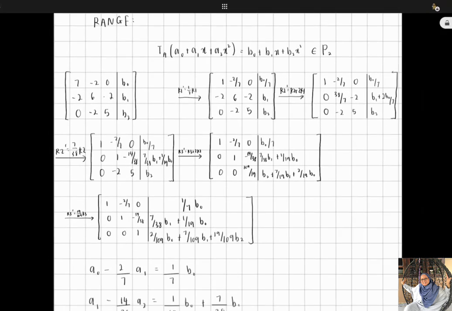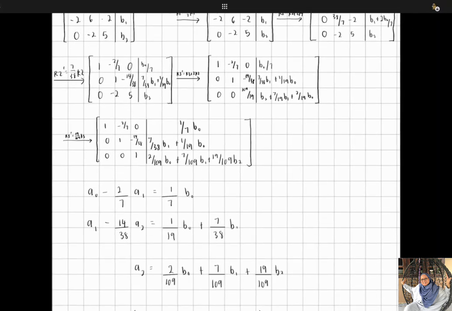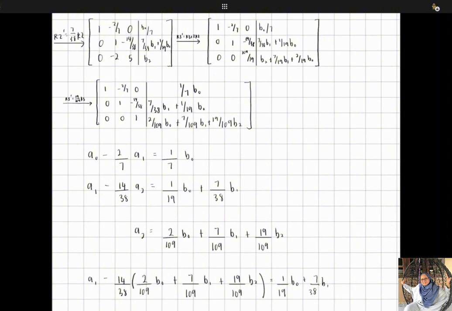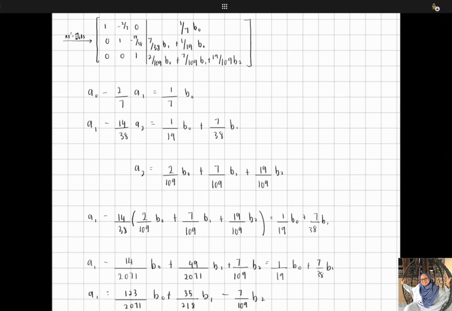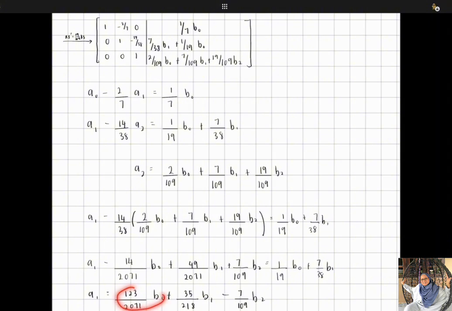So next, we do the ERO, and from the ERO, we will get the value of A0, A1, and A2 in terms of B. So we get 2 over 109 B0 plus 7 over 109 B1 plus 19 over 109 B2 for A2, and 123 over 2071 B0 plus 35 over 218 B1 minus 2 over 109 B2 for A1.